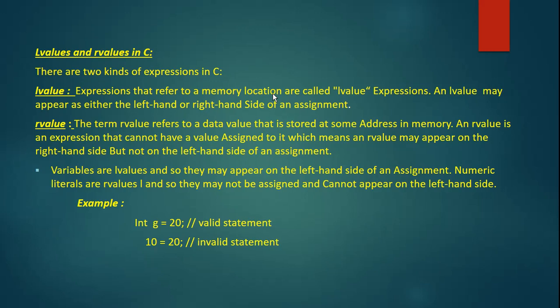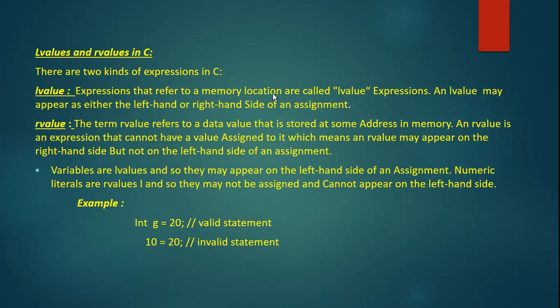Next, consider this statement: 10 = 20. This is an invalid statement. Why? Because it has no data type. It is numbers only, numeric literals. Here we have no variable and no declaration, and we haven't got the data type of that variable. That is why this is called an invalid statement.